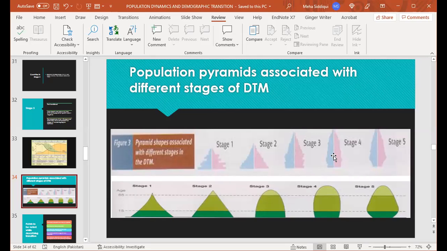Then comes the pyramid of stage 4, in which there are straighter sides due to steady low birth rate, while increased life expectancy shows more people living in their 60s and 70s. And then comes the pyramid of stage 5, in which middle-aged generations are much larger than those of children because of decreased death rate, and there is an increased proportion of population living in the elderly group.